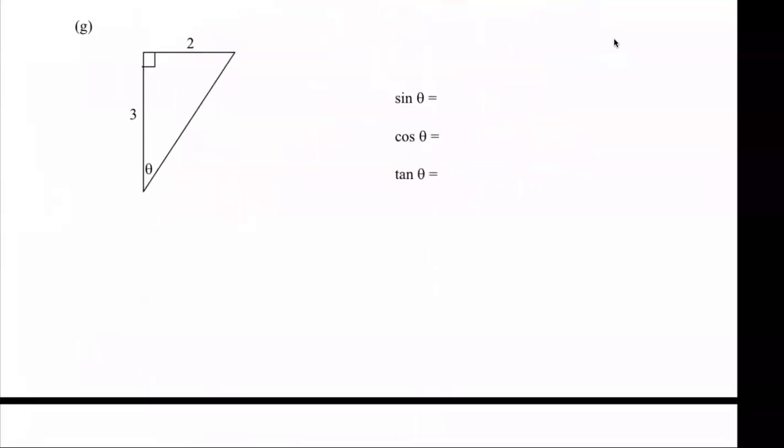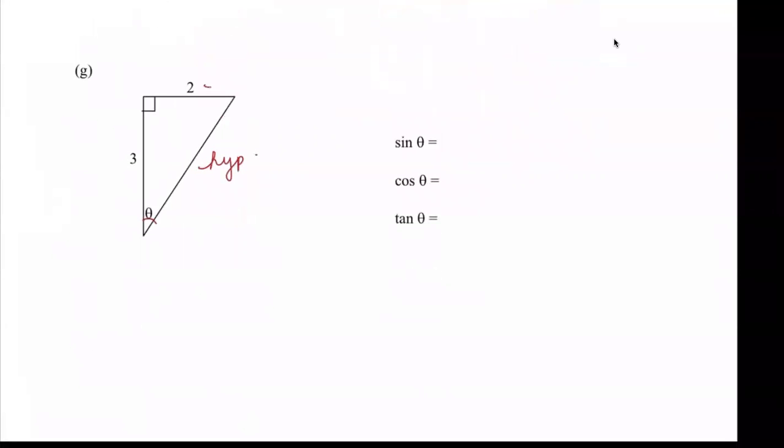3, 2, and this is the hypotenuse, right? So this is theta. So 2 is the opposite side, right? 3 is the adjacent side. And we don't know the hypotenuse. So the hypotenuse is equal to, by the Pythagorean theorem, 2 squared plus 3 squared. That's 4 plus 9. That's 13, right? So square root of 13.